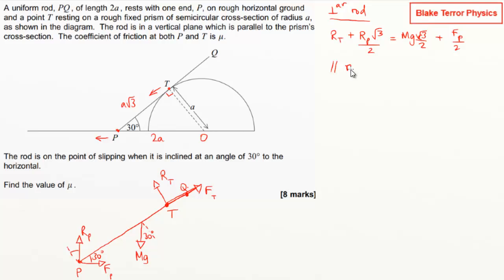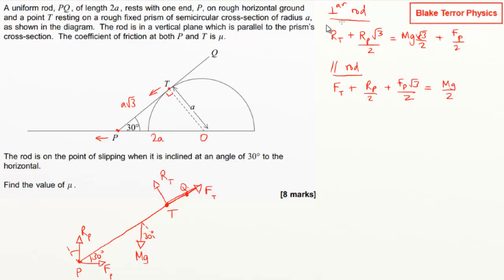So let's now do parallel to the rod. And we've got FT just on its own. What else have we got pointing in that direction? The RP is pointing in that direction, so we're going to have RP sin 30, so RP over 2. We've got the FP cos 30, FP root 3 over 2. And that has got to be equal to mg sin 30, mg over 2. Right, so we've set all those up.